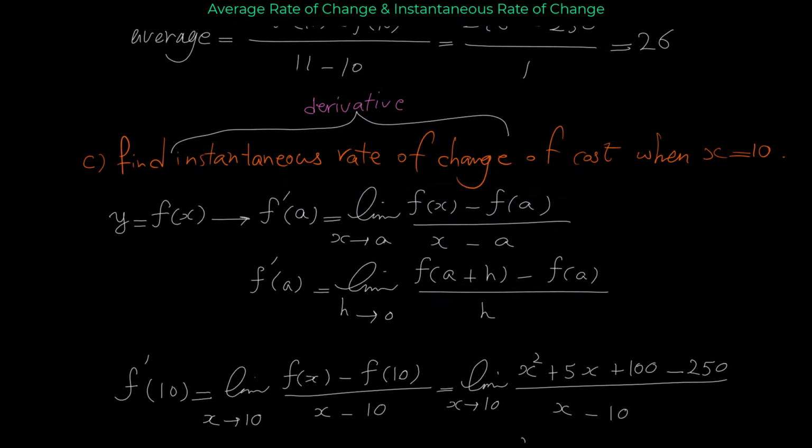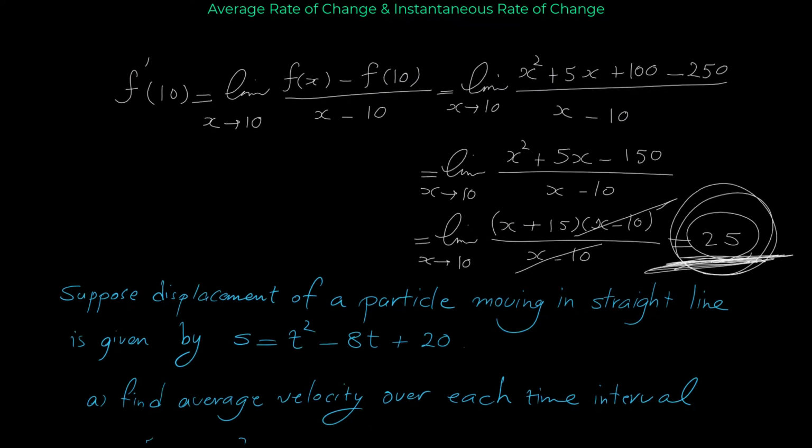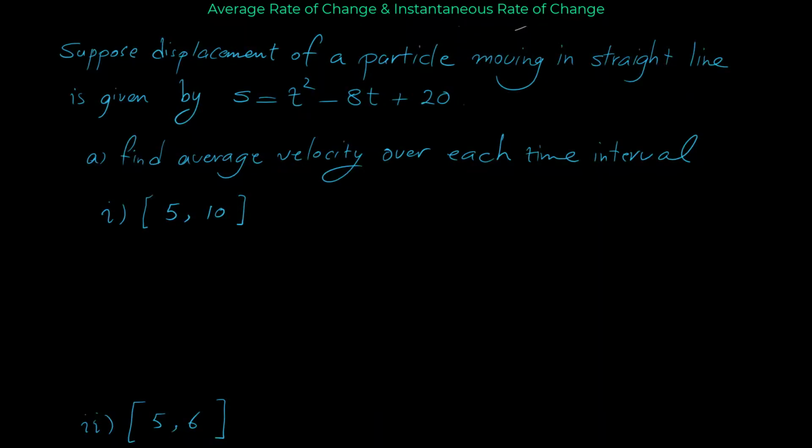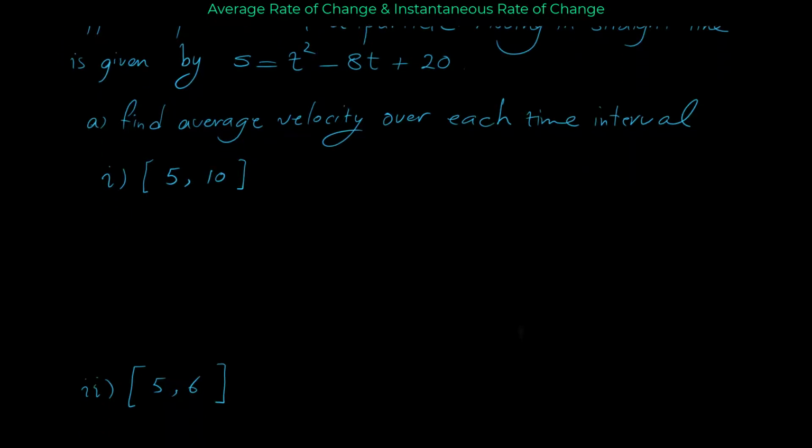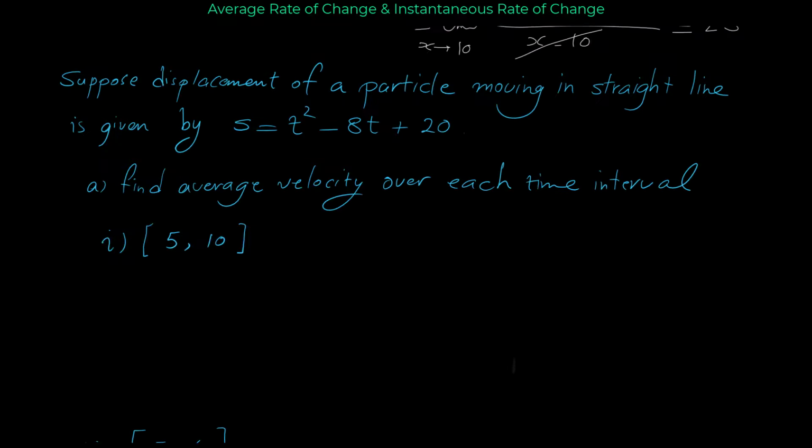Now let's move to the next question. Suppose the displacement of a particle moving in a straight line is given by s of t equals t to the 2 minus 8t plus 20. Find the average velocity over each given time interval, 5 to 10 and 5 to 6.